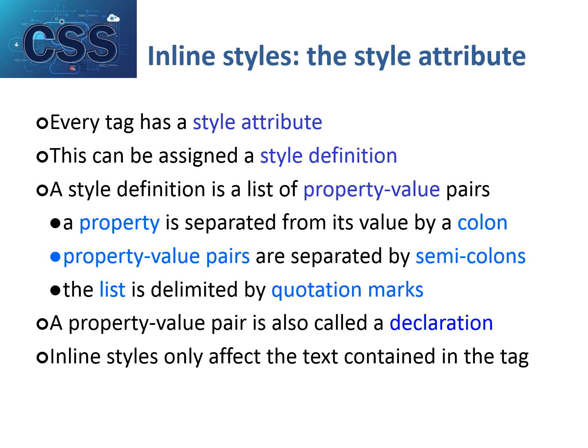Inline style, the style attribute. Every HTML tag has a style attribute which can be assigned a style definition. A style definition is a list of property value pairs. A property is separated from its value by a colon. Property value pairs are separated by semicolons, and the list is delimited by quotation marks. A property value pair is also called a declaration. Inline styles can only affect the text contained in the corresponding tag.